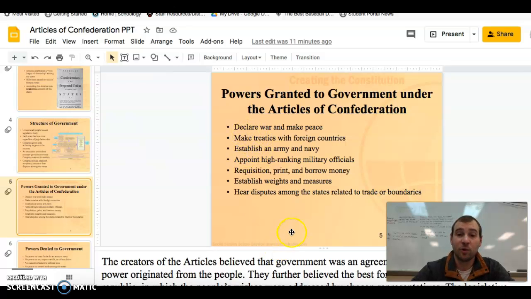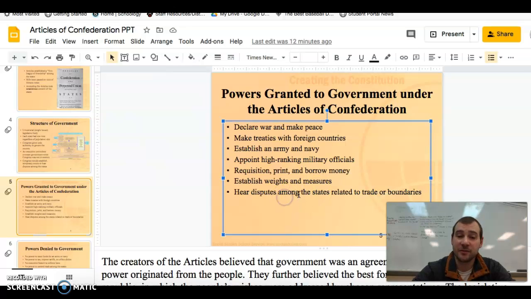First one, declare war and make peace. And then off of that, make treaties with foreign countries. They could establish an army and navy. They could appoint high-ranking military officials. So the national government basically got to pick the leaders of the army, create the army, and then obviously outfit the army. They could print and borrow money. They could establish weights and measures. And again, hear disputes among the states related to trade or boundaries.